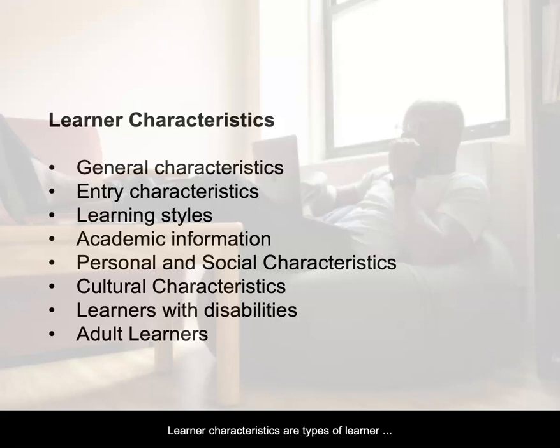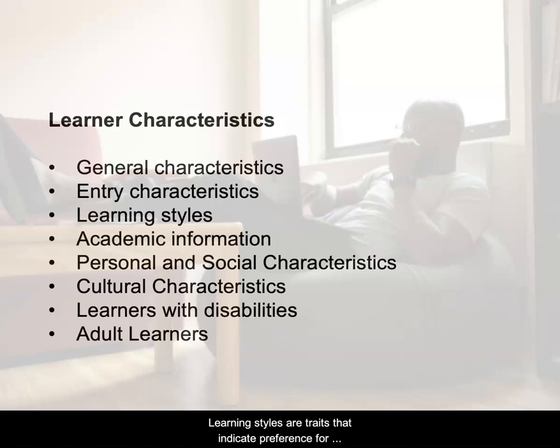Learner characteristics. The types of learner characteristics defined by the MRKK model are general characteristics, which are broad identifying characteristics such as age, gender, education, and ethnicity. Entry characteristics, which are prerequisite skills and attitudes that the learner must possess prior to instruction.